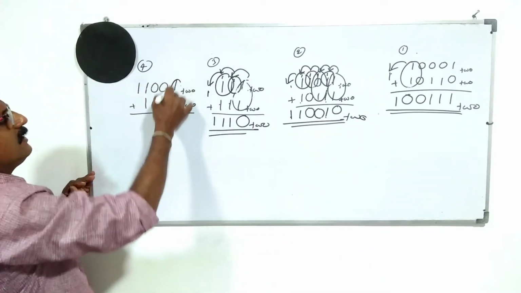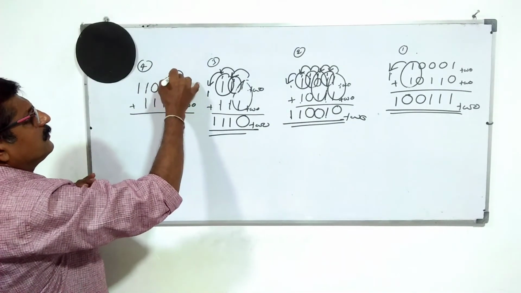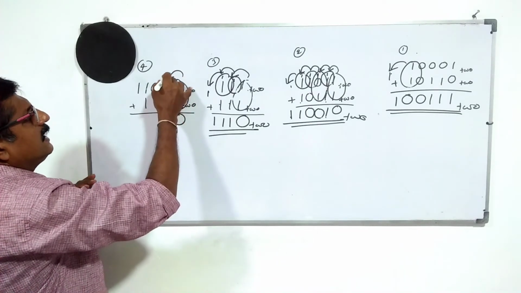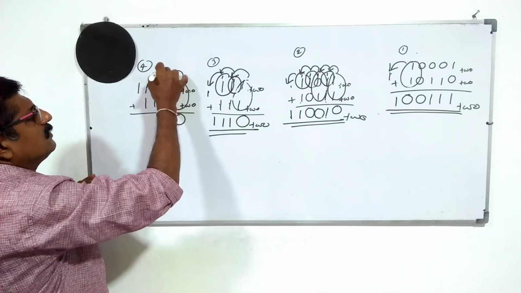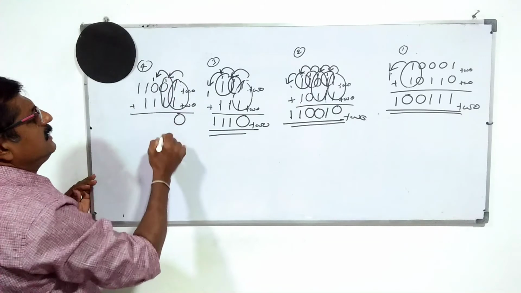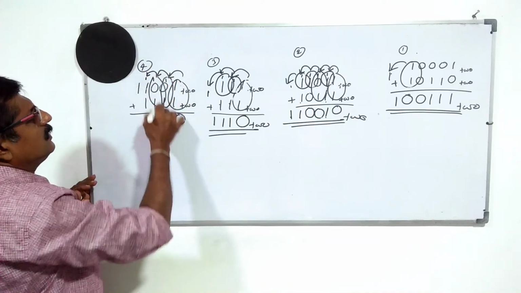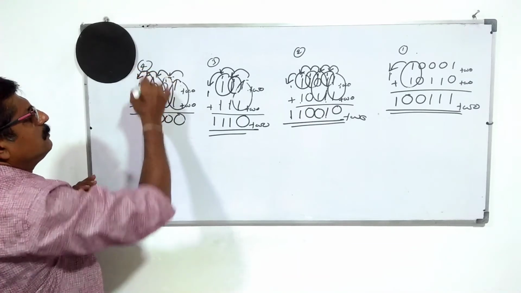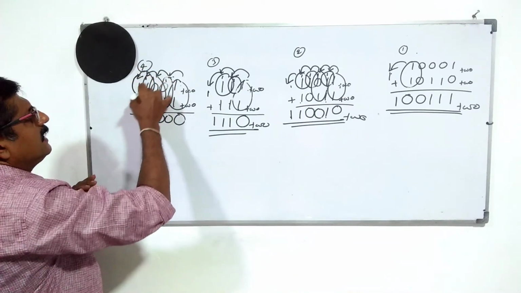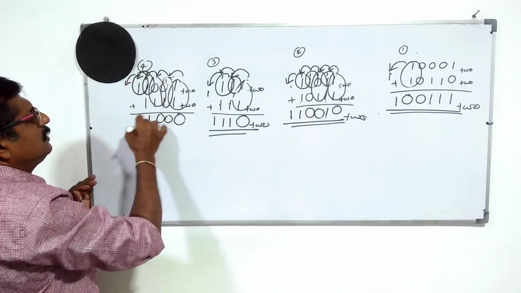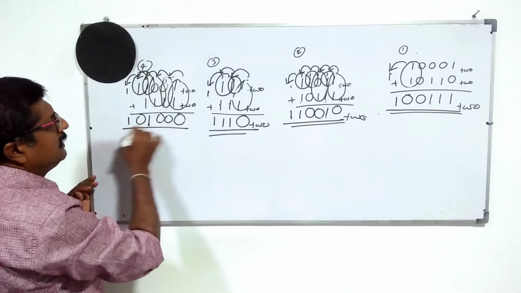Last one. 1 and 1. One bundle of 2. 0 in here. Another one, this one and this one go to this place. 1 in here, 0 here. These two go to this place. 0 in here. Another one goes to this place. 1 in here. Another one goes to this place. 0 in here. And this one comes to this place.